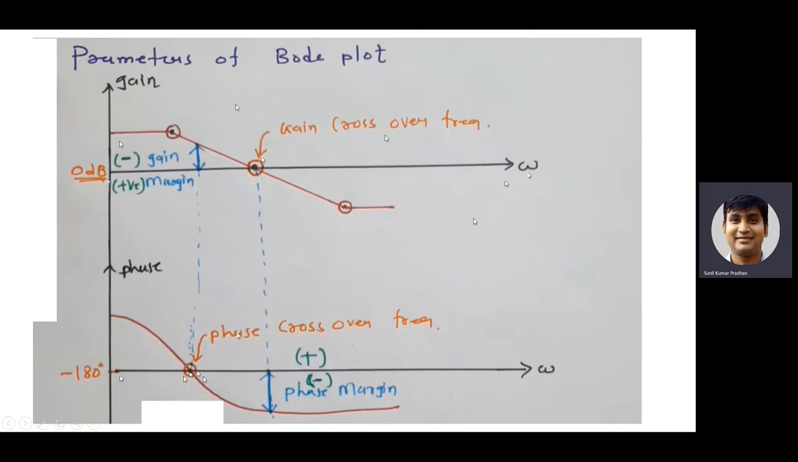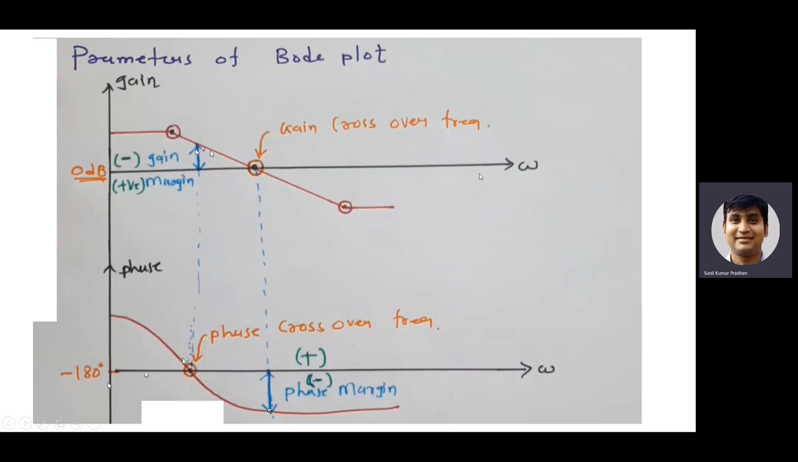After determining the gain crossover frequency and phase crossover frequency, what do we have to do? From the gain crossover frequency, we have to draw a vertical line downward so that it touches the phase curve. Similarly, from the phase crossover frequency, we have to draw a vertical line upward so that it touches the gain curve. Now the phase margin can be calculated with respect to the minus 180 degree line. So this is your margin, so this is called phase margin, and this is your gain margin.